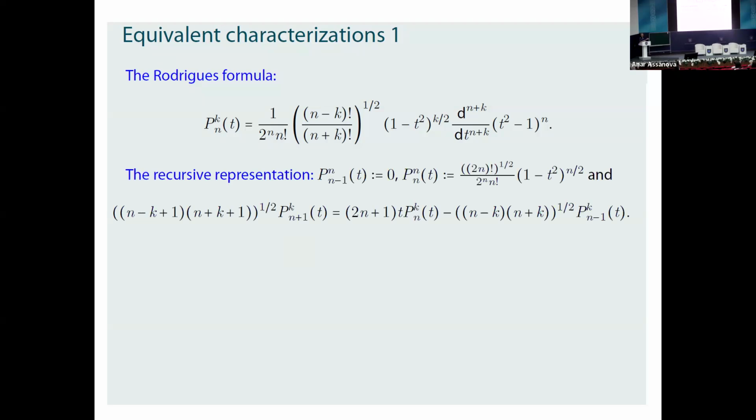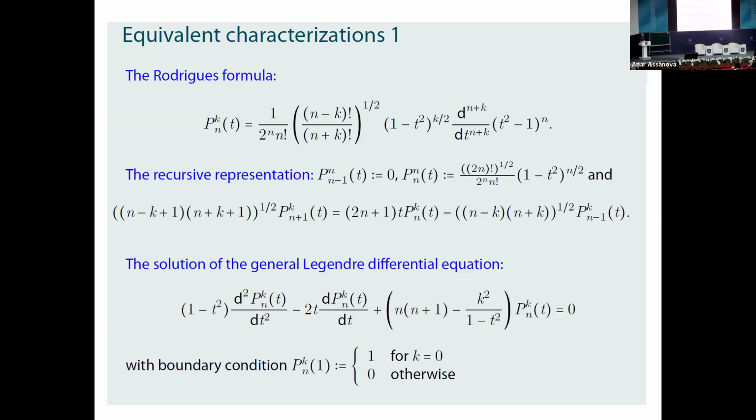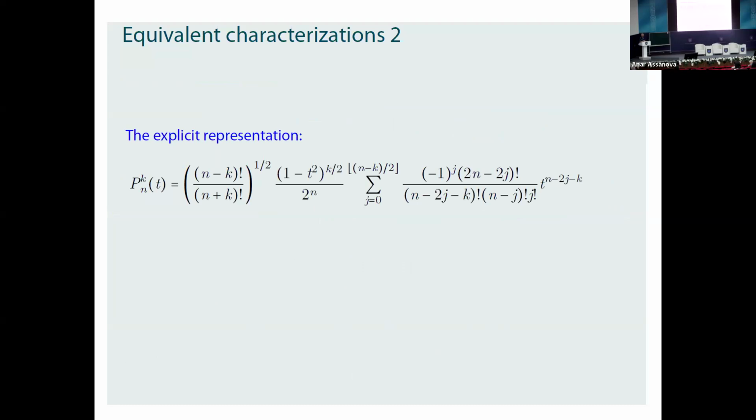Again, let me emphasize, if you want to make computations with these functions, you have to use this recursive representation. It is the only possibility to get them in a stable way for, let's say, n and k around 100. Don't use any other formula which I show you here. And again, it's a solution of the general Legendre differential equation. In this way, you get these associated Legendre polynomials as solution.